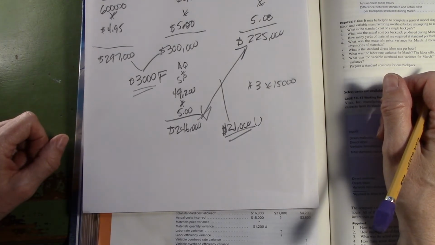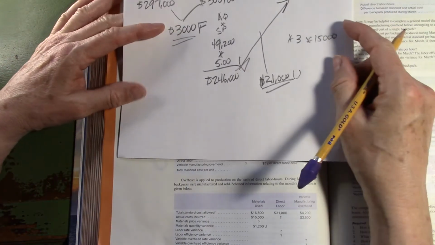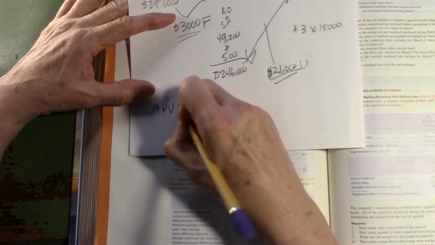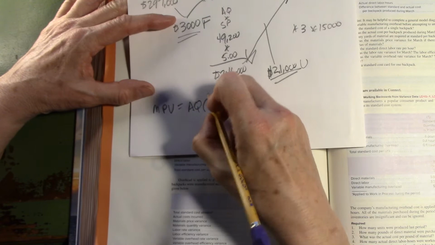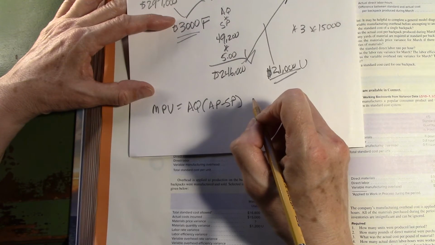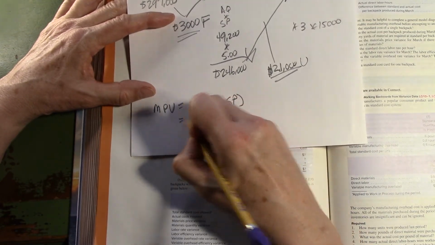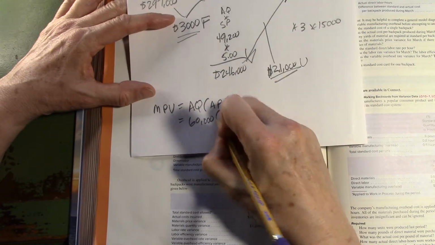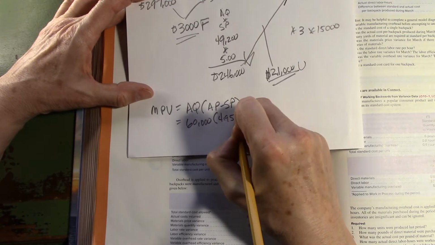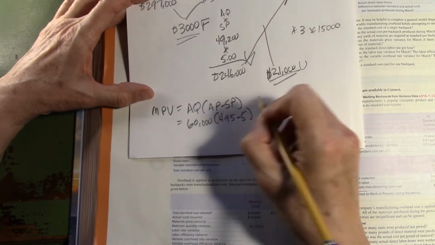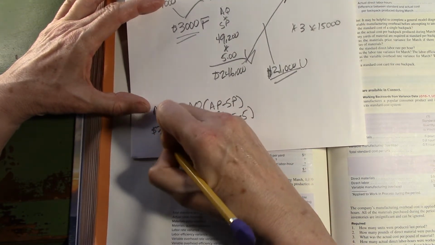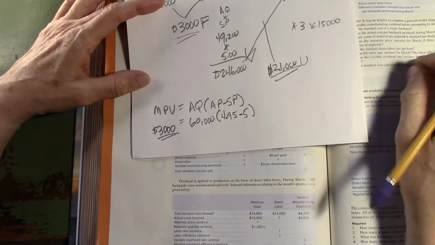That's it. But you know what? We could have just used the materials price variance equals AQ times AP minus SP, right? So that's equal to 60,000, the actual quantity, times 5.05 minus 5 is equal, so it's a nickel, times 60,000 is equal to 3,000. So we got the same number.